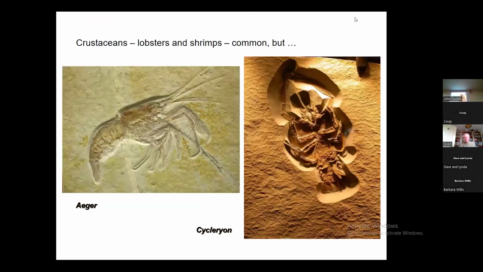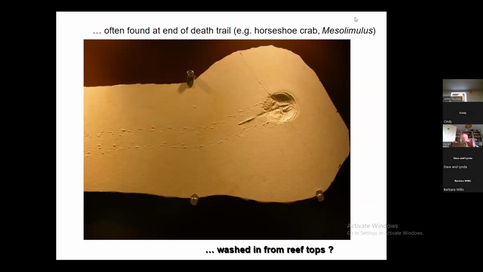Same with the shrimps and lobsters. They are quite common, but they are often found at the end of what we call a death trail. So these were presumably washed in from the reef tops, landed on the hypersaline bottom, took a few haphazard steps, and then succumbed. And this is one of the few cases where you ever find a trace fossil at the end of its trace. So that's Mesolimbulus, the horseshoe crab.